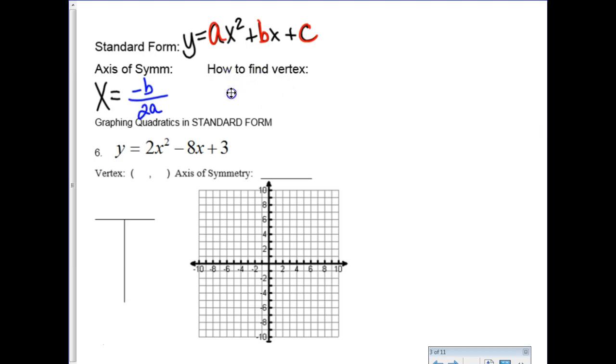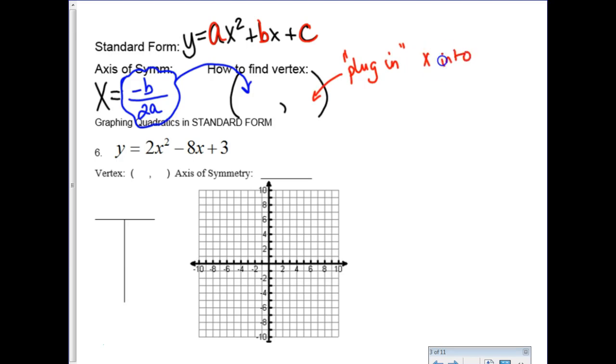And then how do you find the vertex? Well, it's kind of nice. Whatever you just got here also happens to be the x value of the vertex. You just had to calculate it as opposed to just looking for it in vertex form. And then how do you find the y value? You, I'm going to say plug in, even though we know that's not the official term, we're going to plug x into the function.